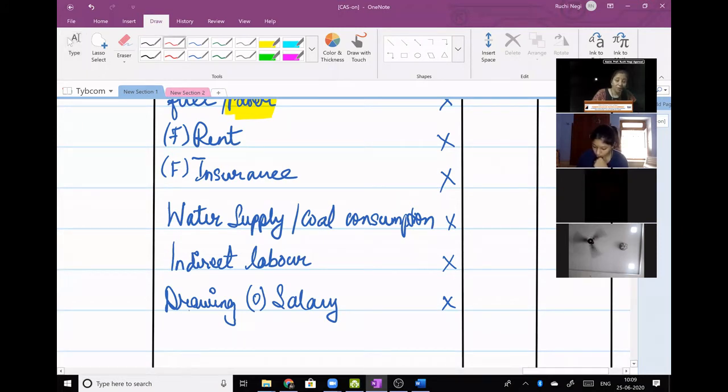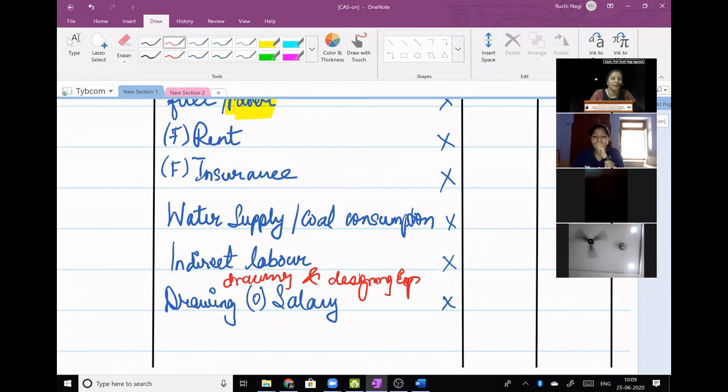See the first word, drawing. It means drawing and designing expenses. Every manufacturing unit has a drawing and designing department. So expenses related to that, salary paid to such laborers, come under drawing office salary. It is treated as factory overheads. Drawing and designing expenses are in connection to manufacturing, so it will come under factory overheads. Am I clear about this?